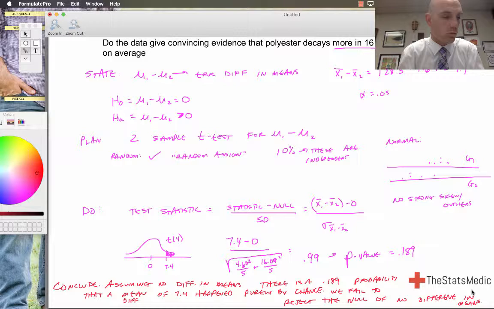And so what did we find there? Well, we found a p-value, and evaluated against the alpha level of 0.05, we do not have evidence to reject the null.